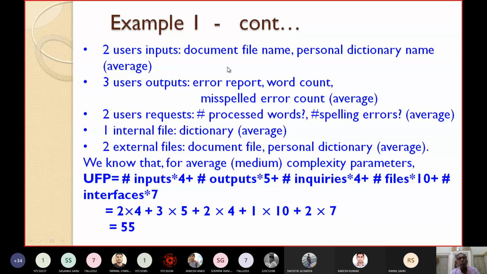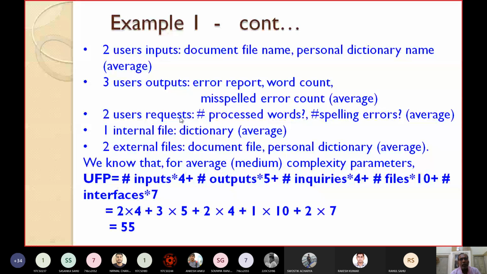Okay. Now it is given in the question that all the components are average or medium. If it is not mentioned in anything else in the question, you treat them as medium. Otherwise, it will be explicitly mentioned whether they are medium or low or high. It may be possible out of the 5, some may be low, some may be high, some may be medium. Like input may be of high complexity, output may be low complexity, query may be medium complexity. This file may be high complexity, this interfaces may be low complexity, it will be given.